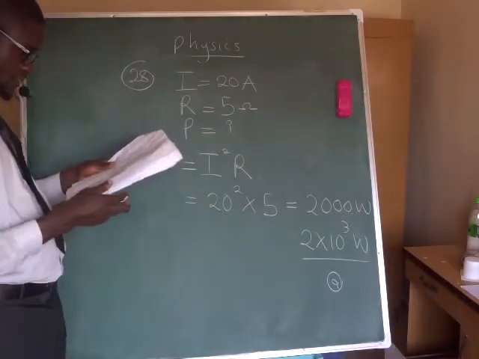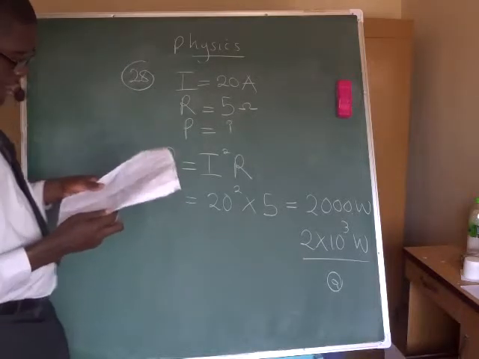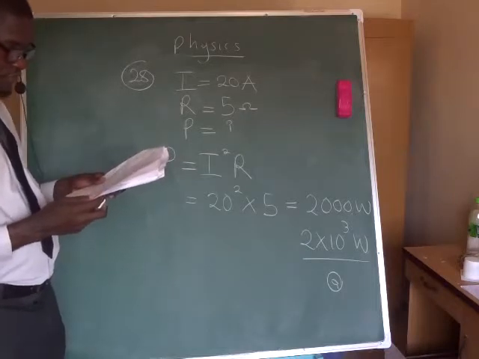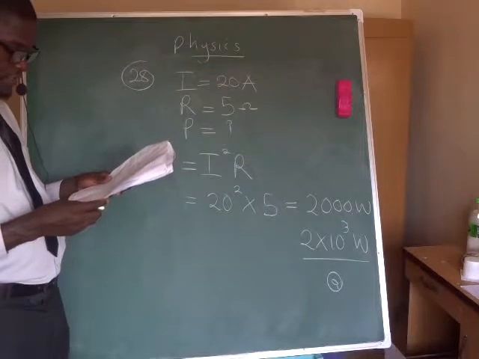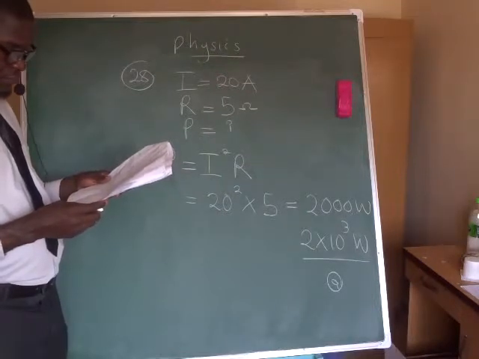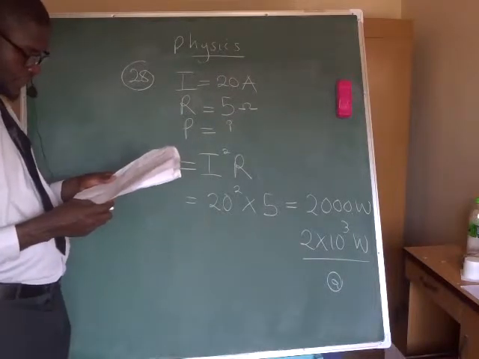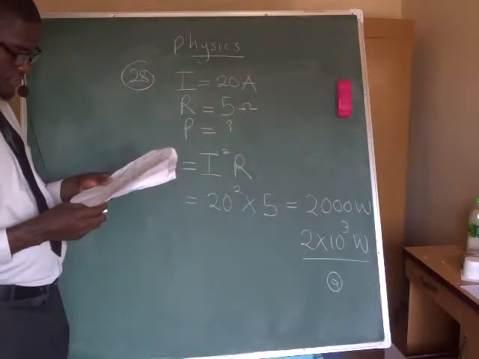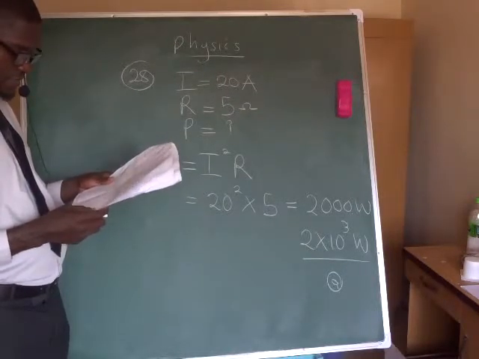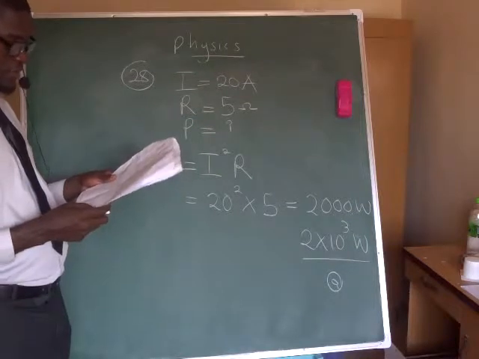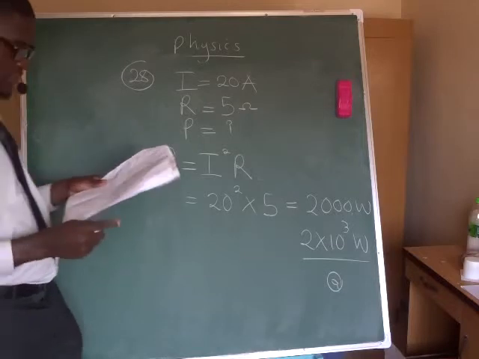Okay, next question is question 29, which is not a calculation. They say, which of the following statements is not true about atoms? A, an atom is made up of a nucleus and a number of electrons. B, the mass of an atom is concentrated in the nucleus. C, atoms of different elements have different atomic weights. And D, atoms of all elements are identical.